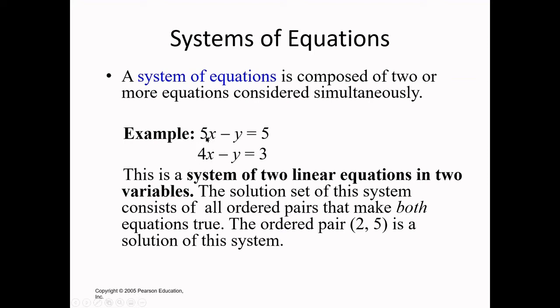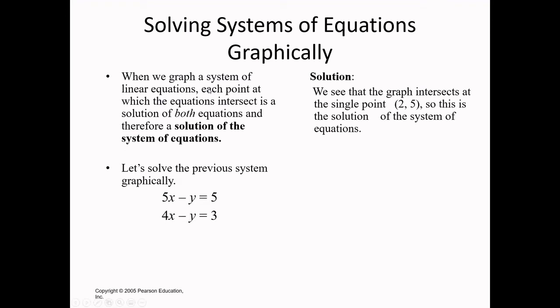2 times 5 is 10. Minus 5 is 5, so 5 equals 5. 4 times 2 is 8. Minus 5, 8 minus 5 is 3, so 3 equals 3. Yes, it is. Now, we look at these graphically, okay? Where they intersect is that point.